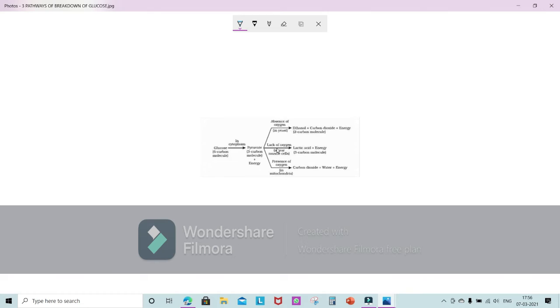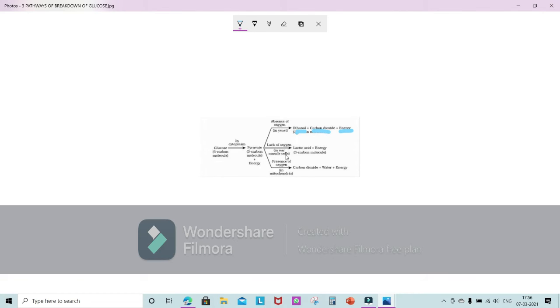In the absence and in the lack, it's called anaerobic respiration. So absence of oxygen in yeast is called fermentation. This takes place to form ethanol, C2H5OH, carbon dioxide, and energy. Ethanol is C2H5OH, an alcohol. Ethanol, carbon dioxide, and energy are the products that are formed.